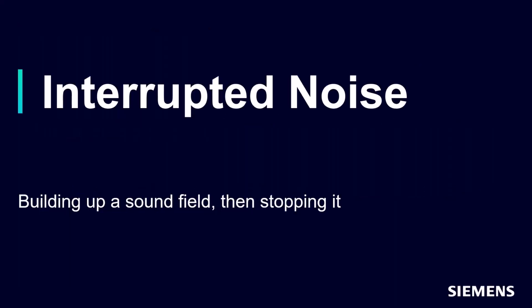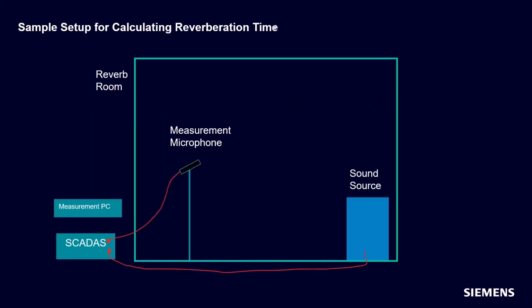So there's two primary methods for calculating T60 time, and we'll go into a little bit of detail on both of those methods now. I've got a little sample setup that I've built here just to illustrate the procedure of calculating reverberation time. In this case, we're assuming that you're in a reverberation room, but you could also do this in the cab of a vehicle or a building.